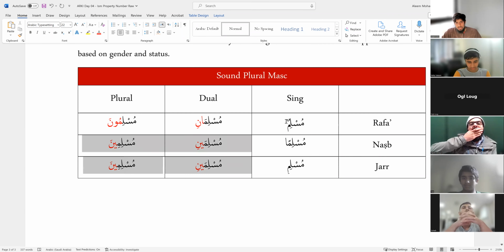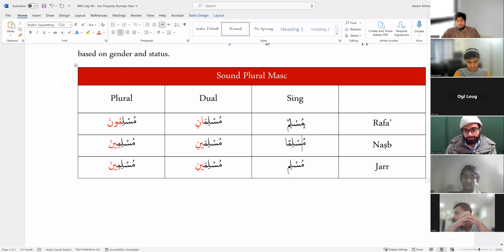So guys, take 2 minutes and try and commit this to memory. So muslimun, muslimani, muslimuna, musliman, muslimaini, muslimina, muslimin, muslimaini, muslimina, right? Just say it like 10 times to yourself.